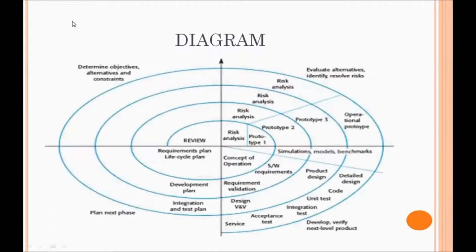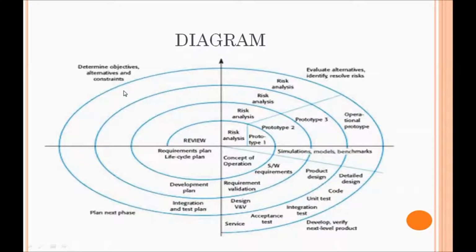You can see here, in a spiral model, the process is represented as a spiral. Each phase in the spiral model is represented as a loop. You can see, determine the objective, this is one phase. Evaluate alternatives, this is the second phase. Verify the next level product, this is one phase, right? So here each phase is represented like a loop. I will take up an example, and you will understand it better.